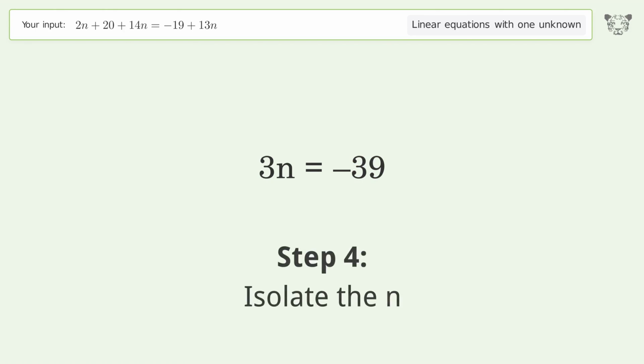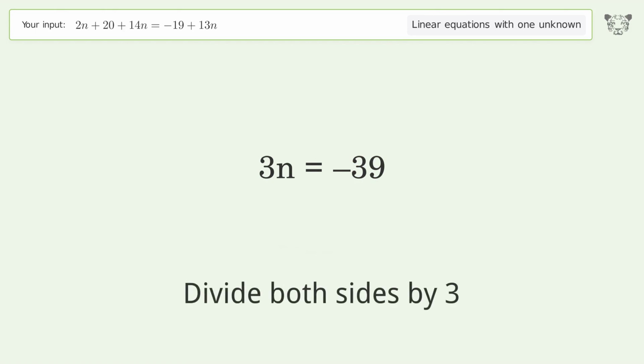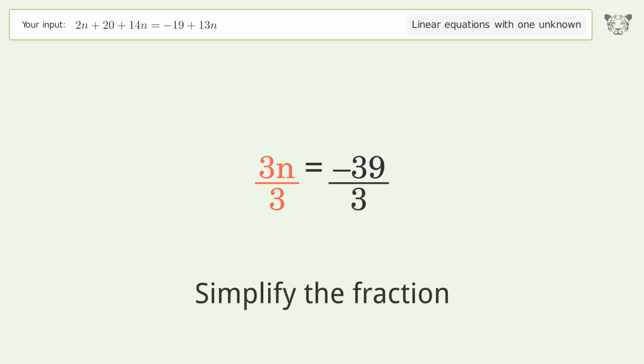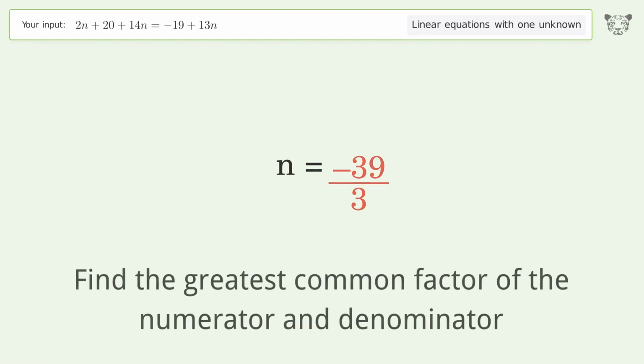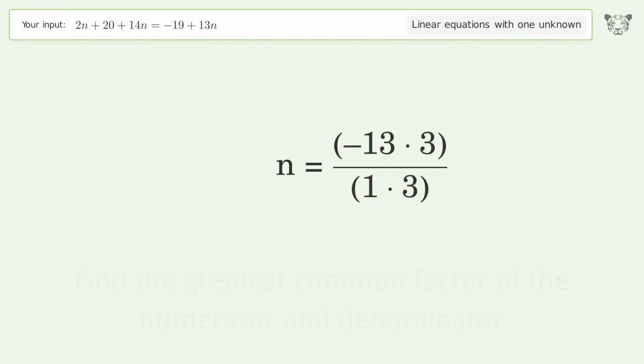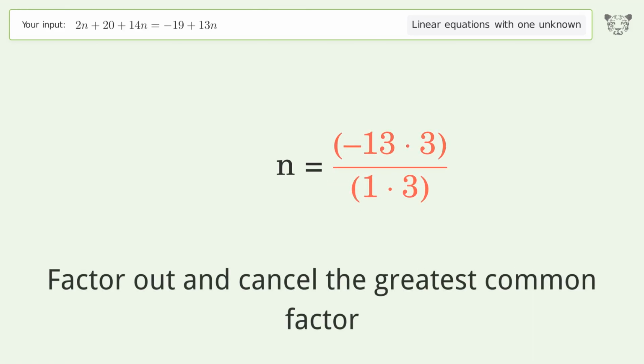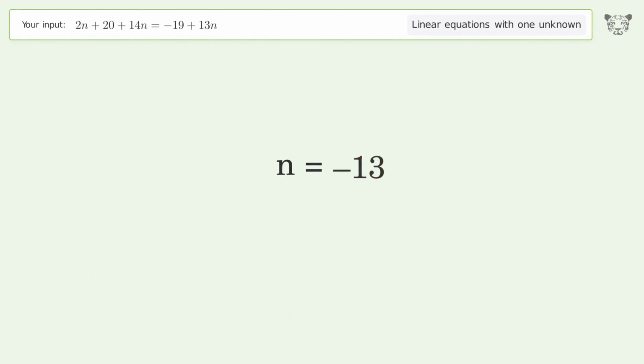Isolate the n. Divide both sides by 3. Simplify the fraction. Find the greatest common factor of the numerator and denominator. Factor out and cancel the greatest common factor. And so the final result is n equals -13.